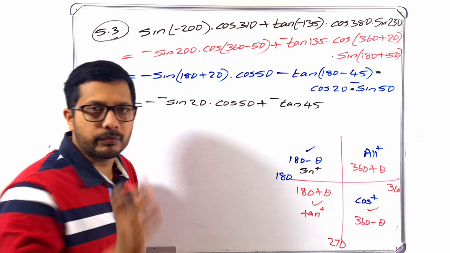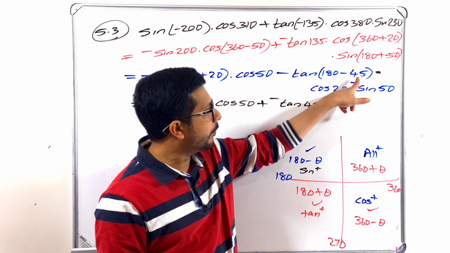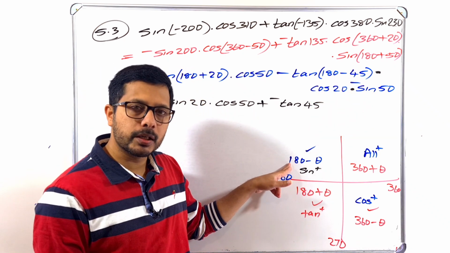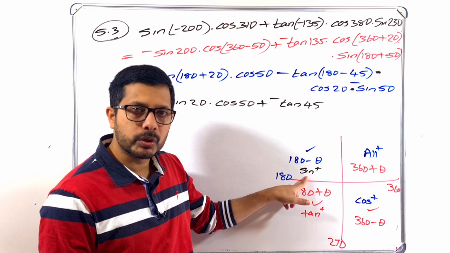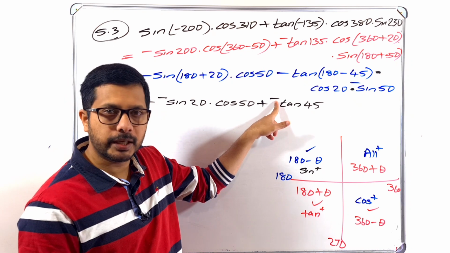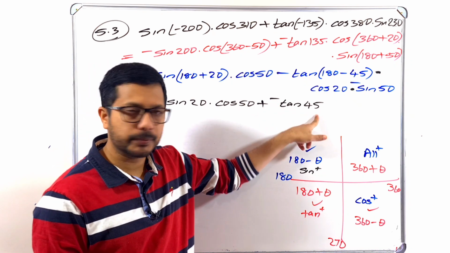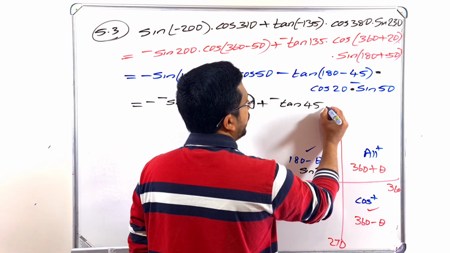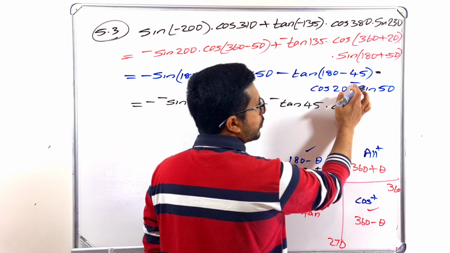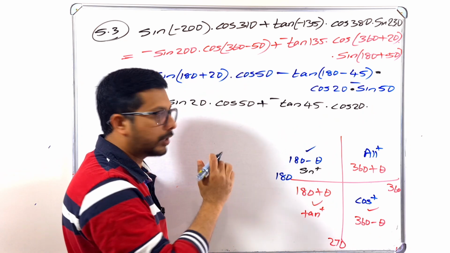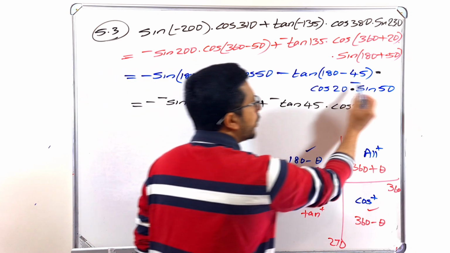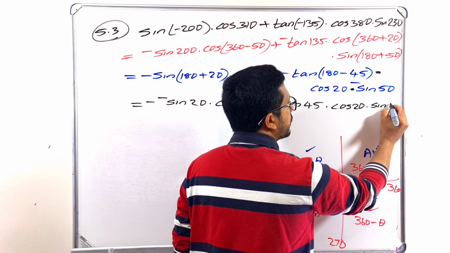So listen once more, guys. 180 minus 45 is in which quadrant? Second quadrant. Second quadrant, what is positive? Sine is positive. Here what? Tan. So it is negative. Again there is a negative. Okay, then tan 45. Now the remaining cos 20, then we already solved this minus. Previously, minus times minus, we wrote this plus. So we don't want to write that minus again. So it is sine 50.